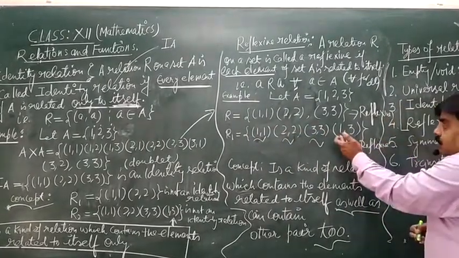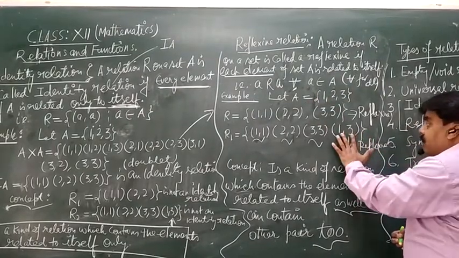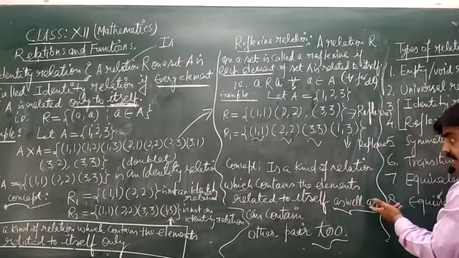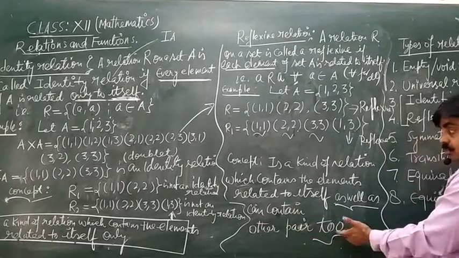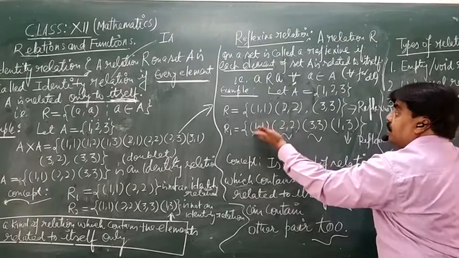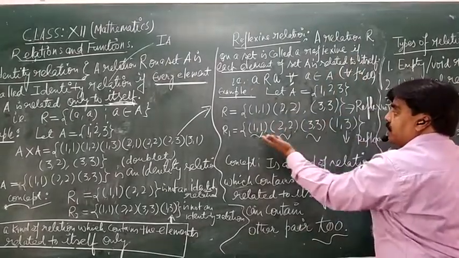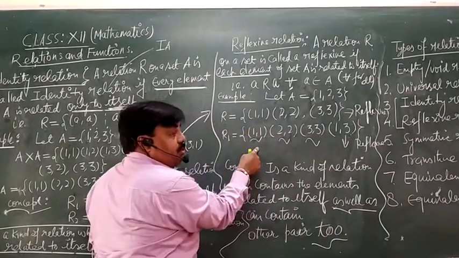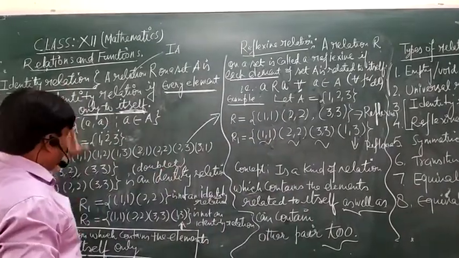and any one of the elements of set A may have a relation with another element. So we are not worried; it can contain itself as well as other pairs too. There may be other pairs also, but to become reflexive, the doublets should be there. Not even a single element of set A should be left without its ordered pair. So this is also a reflexive relation.